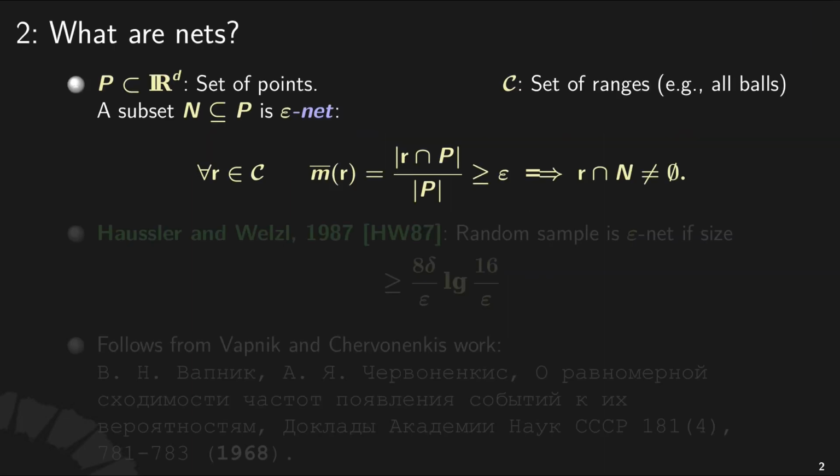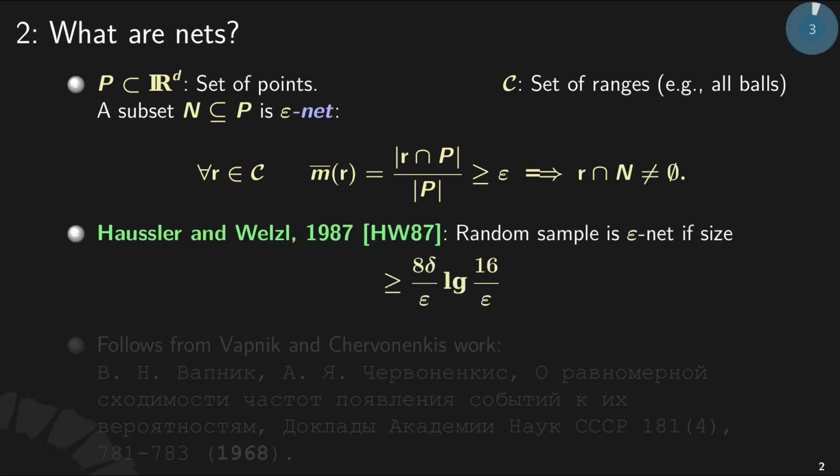So what is an epsilon net? I give you a set of points in d dimensions. I give you a set of ranges, say the set of all balls. And a net is a subset of the points such that for every range that contains an epsilon fraction of the points, the net, which is a subset of the original point set, contains a point inside the range. So the way to think about it is that the net stabs all the heavy ranges. And heavy here means that the range contains an epsilon fraction of the points.